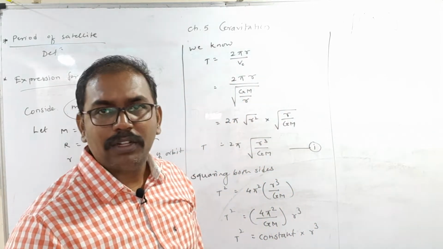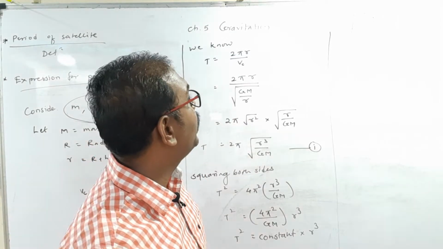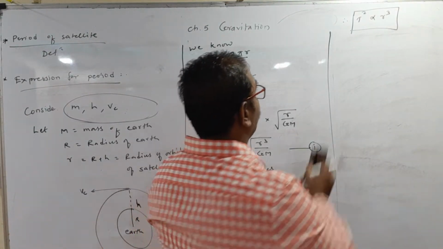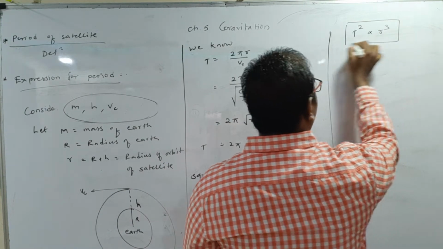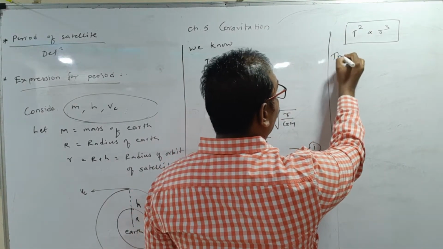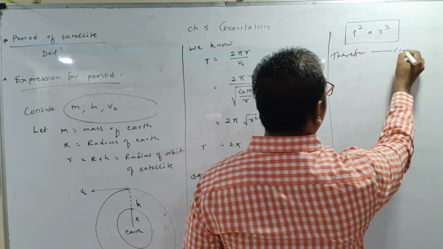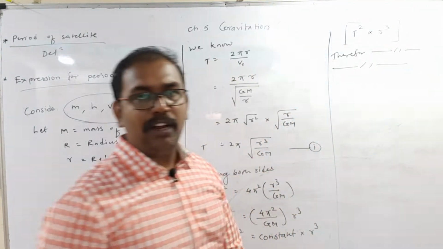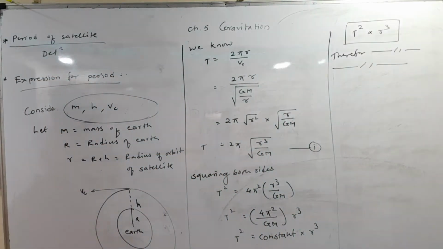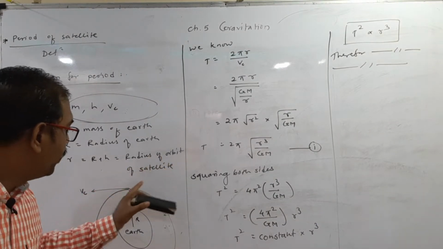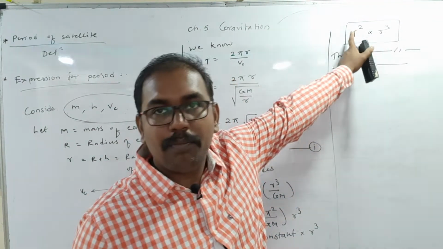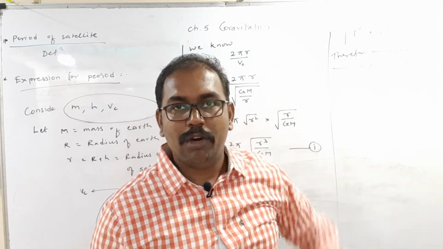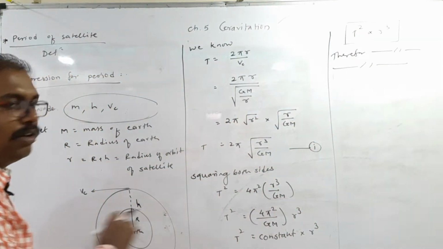This is Kepler's law, but here it is not for planetary motion, it is for the satellite. We are getting T square proportional to r cube for a satellite. Therefore, we can write the conclusion: the square of the period of revolution of a satellite is directly proportional to the cube of the radius of orbit of the satellite. If a question is asked in the examination, show that the square of the period of revolution of a satellite is directly proportional to the cube of the radius of orbit, then you have to write up to this.